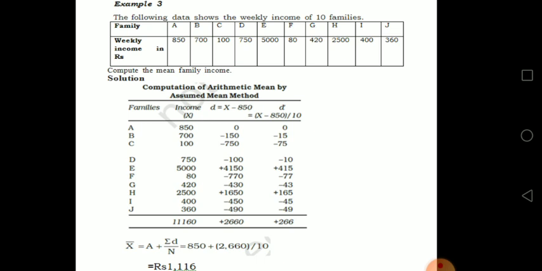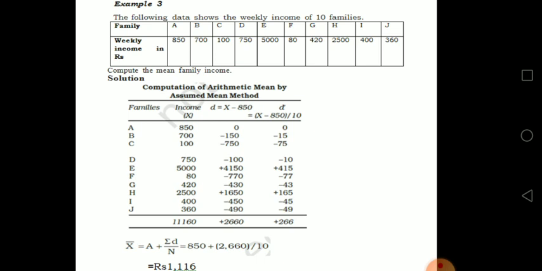The first thing we need to do is to choose the assumed mean. I said any value can be chosen as the assumed mean. Here I have chosen the first observation, which is 850 for family A, as my assumed mean. So if my assumed mean is 850, then my deviation will now be computed. Don't forget, your deviation is the observation minus the assumed mean.